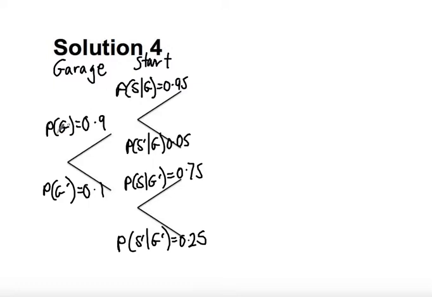And so you can see we then multiply across the branches and that kind of links to that idea that we've used earlier. So probability that it went in the garage and it started is 0.9 times 0.95, which gives us an answer of 0.855.